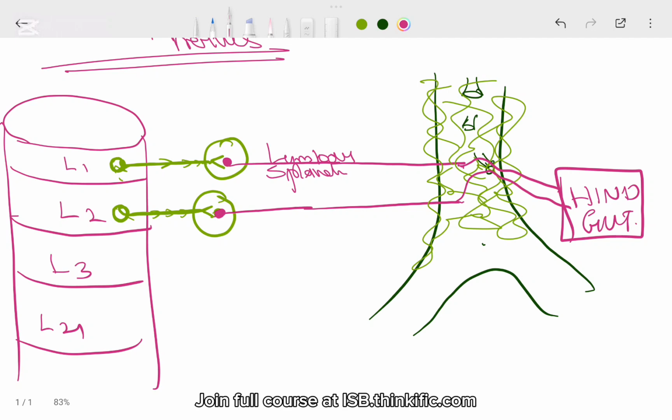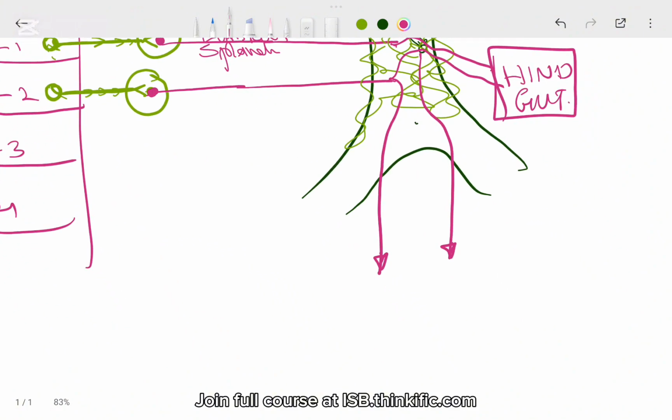Some other fibers go down to the pelvis, and there in the pelvis, they are distributed to supply pelvic organs, such as the prostate, rectum, seminal vesicles, urinary bladder, and also the erectile tissues of the penis.